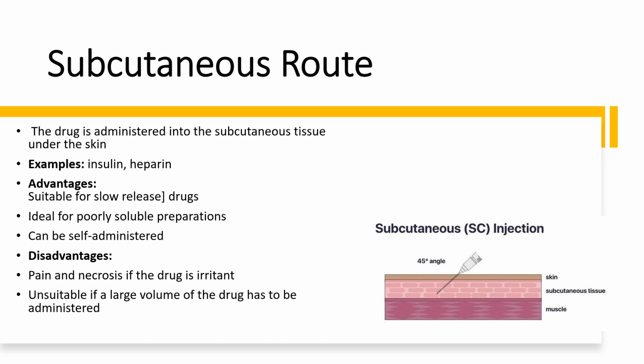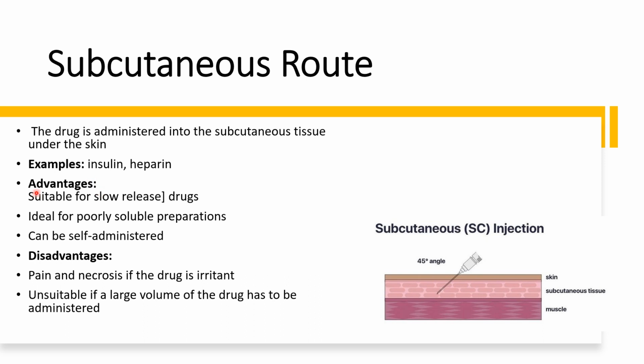Next route is the subcutaneous route. In this route, the drug is administered into subcutaneous tissue. Examples of drugs that are administered by this route include insulin for diabetes and heparin for anticoagulation.